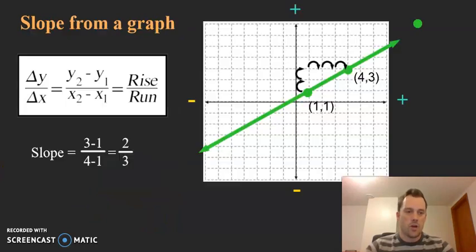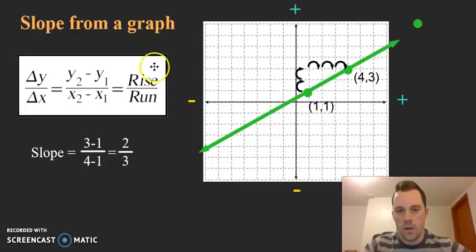So looking at rise over run from a graph, if we have 2 points here on our graph, so we have 1, 1, and 4, 3, the rise is how much we go up or down from one point to the next along our y-axis. Notice that when we go up, that's the positive direction. When we go down, that's the negative direction. And then the run is how much we run to the right or left along our x-axis. So to the right is positive, to the left is negative.